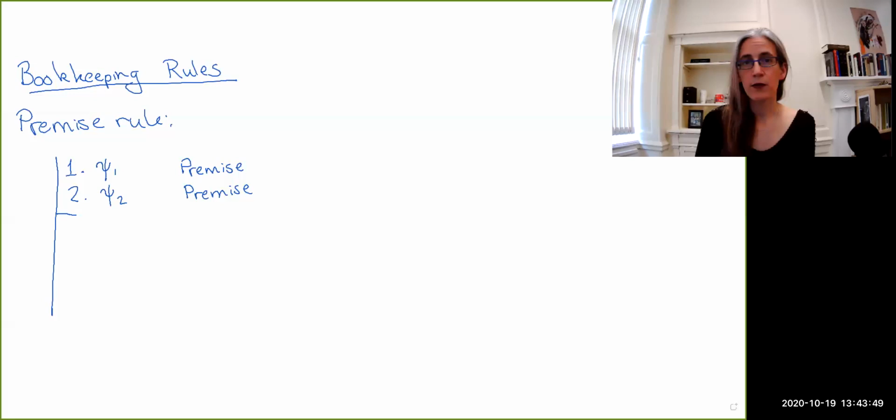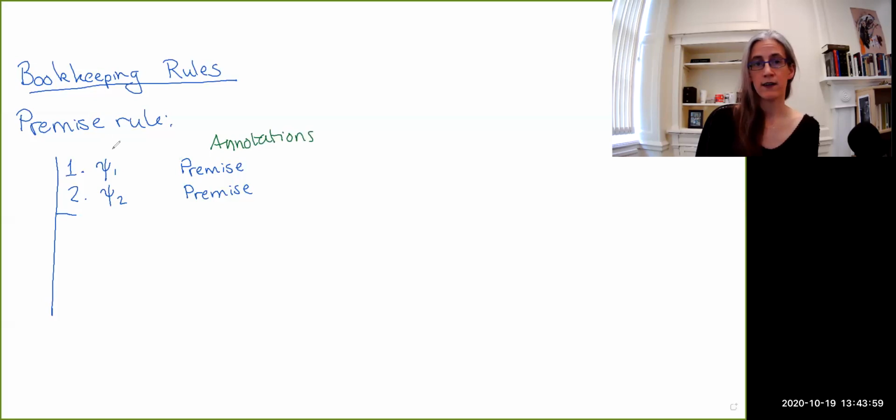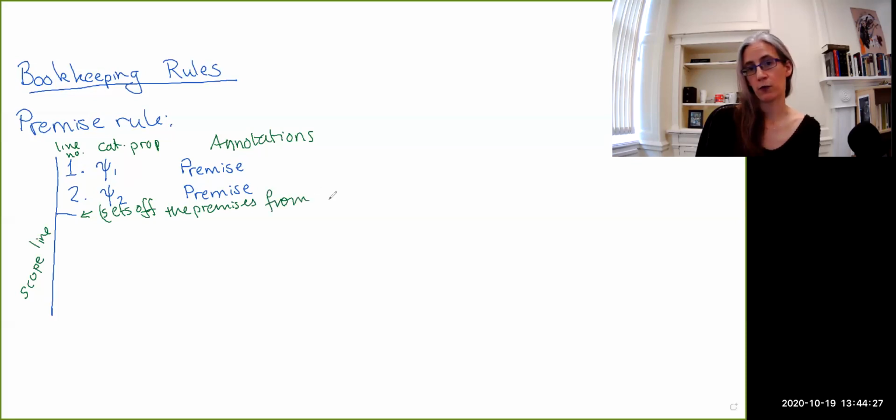Now, let me talk to you a little bit more about the way that we've set this up. So these here are the annotations. These here are the categorical propositions. These are the line numbers. This line, this blue vertical line, is the scope line, and then this just, in a sense, sets off the premises from the rest of the proof.